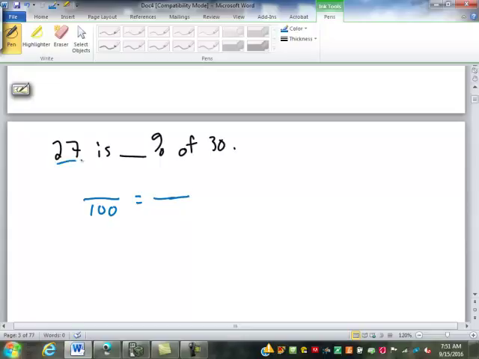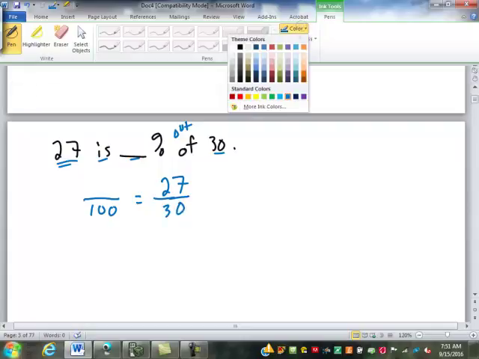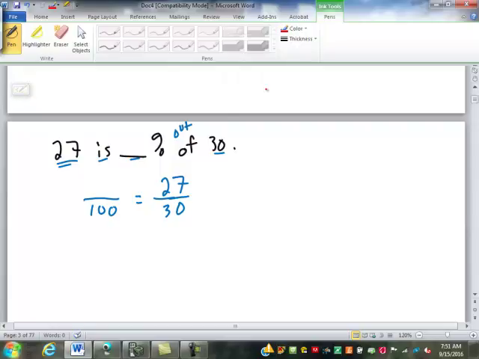Now I have two other numbers, the 27 and the 30. One of them has to match up with my missing percent. 27 is blank percent. 27 matches up with the missing percent. Again, "of 30," you can think of it as "out of 30." So that goes on bottom. Now it's still cross multiply and divide, we're just going in a different direction. Now we have these two numbers on the diagonal with each other. So 100 times 27 is 2,700. Divided by 30 makes 90. So 90 out of 100 is 90%. So 27 is 90% of 30.